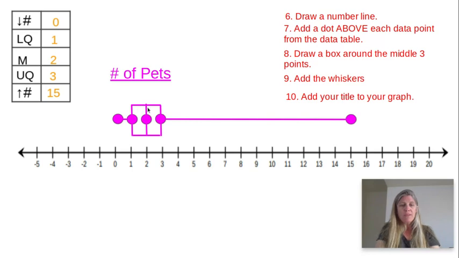This shows where most of the data lies. Half of the data is close to the bottom. If you have a long whisker, it shows you that you have an outlier. There weren't a lot of people that had 15 pets. So the longer the whisker, the farther away the outlier, and the shorter the whisker, the closer that is to the middle set of the data.